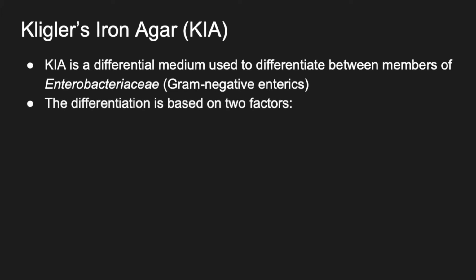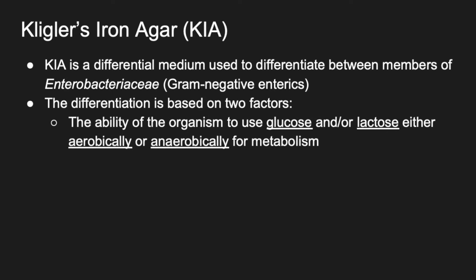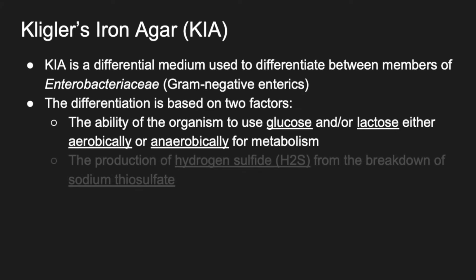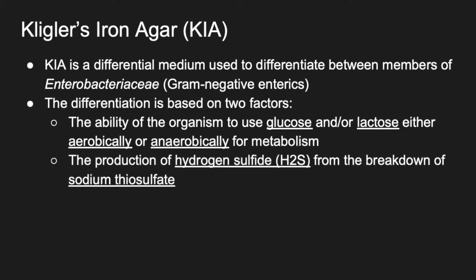The differentiation that the KIA test gives us is based on two factors. The first factor is the ability of the organism to use glucose and/or lactose, either aerobically or anaerobically, for metabolism. And the second differentiation factor is the production of hydrogen sulfide, or H2S, from the breakdown of sodium thiosulfate. So these are our two differentiation factors that make the KIA test special.